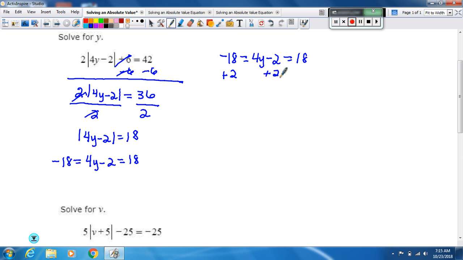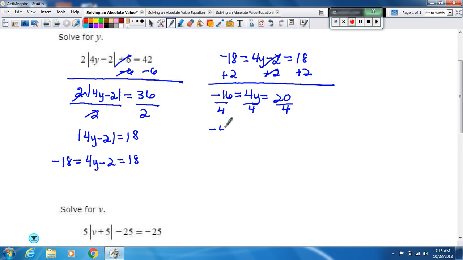Remember, your goal is to get y by itself. So you get negative 16 equals 4y. Opposites cancel, equals 20. Now to get y by itself, you have to divide each piece by 4. So negative 16 divided by 4 is negative 4, equals, top cancels with bottom, y, equals 20 divided by 4 is 5. So those are your 2 answers. Most of the times with absolute value problems, you will have 2 answers. So negative 4 and 5.